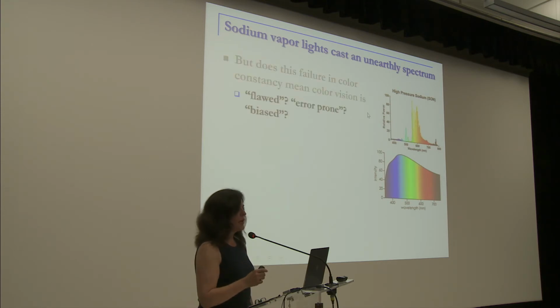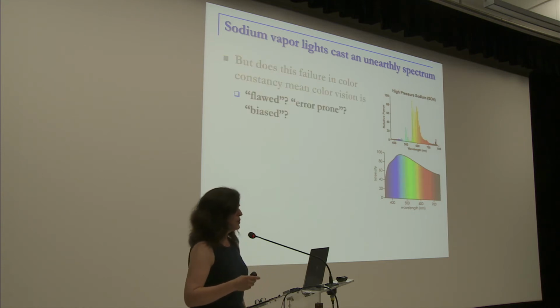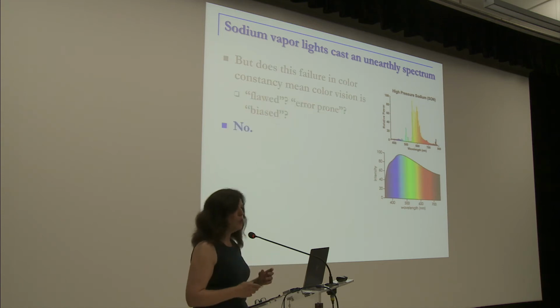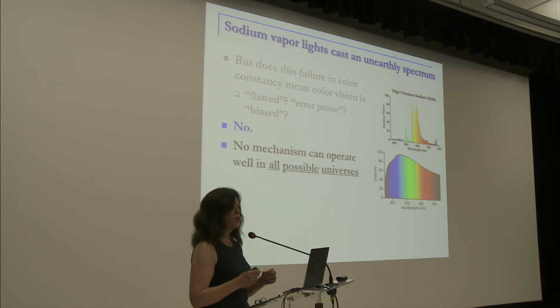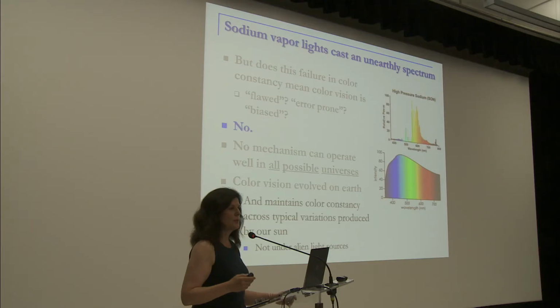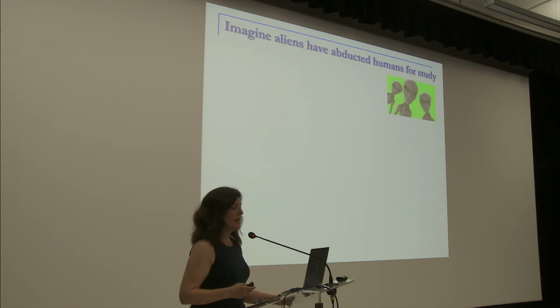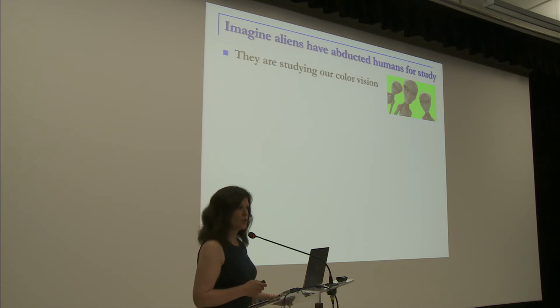But does that failure in color constancy under those lights mean that color vision is flawed, error-prone, biased? No. There is no such thing as a mechanism that can operate well in all possible universes. Color vision evolved on Earth and maintains color constancy well across typical variations produced by our sun, but not under alien light sources.